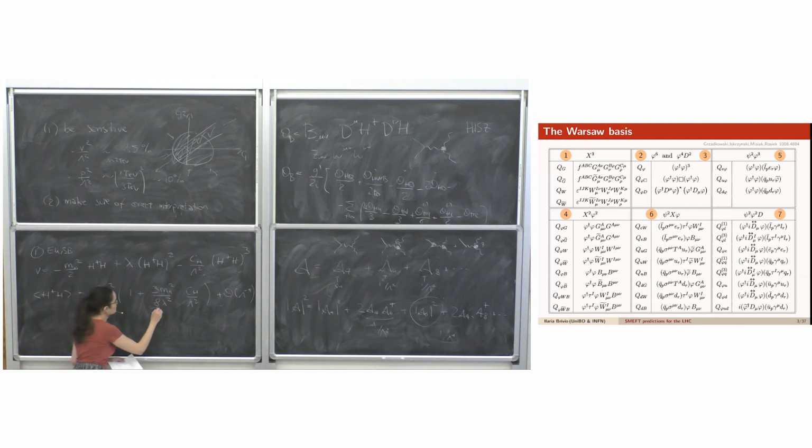And this quantity here, if you want, you can rewrite it as three times the standard model VEV squared divided by four lambda. And okay, this was the standard model squared over two, just to be clear. Is it clear what I'm doing? I'm repeating the electroweak symmetry breaking that we do in the standard model, but now with the extra operator.